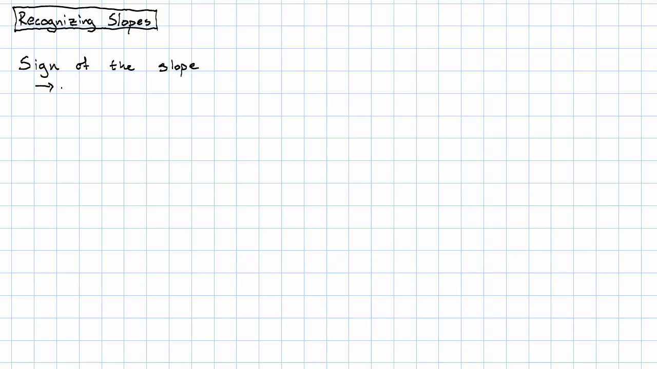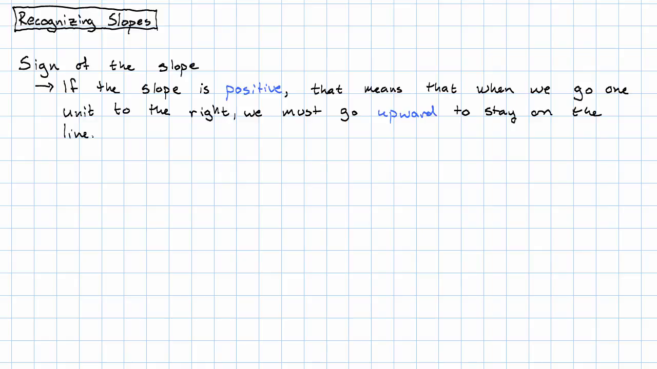Now, if the slope is positive, that means that when we go one unit to the right, we have to go upward to stay on the line. So here are some examples of lines with positive slopes. As we go from left to right along such a line, we think of ourselves as going uphill. We say this line slopes upward.